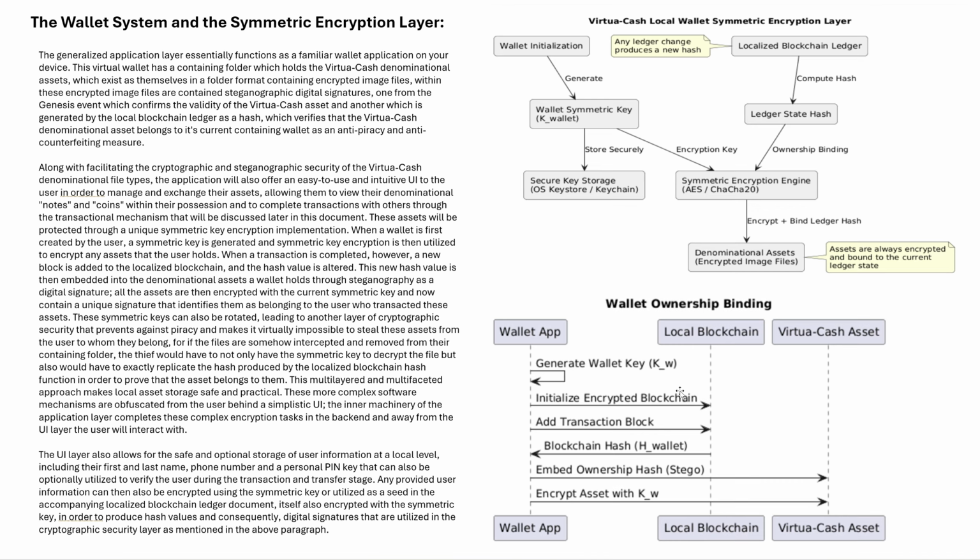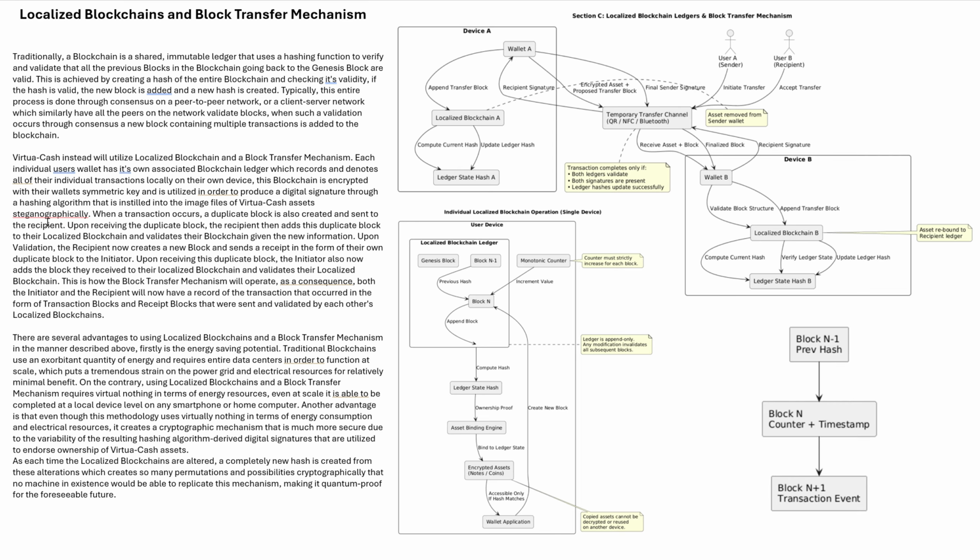It's an immutable blockchain and a mutational hash machine fused into one system. Anyways, on to the next thing. And this is part of that whole mutational system and the state machine, the ever-changing state machine. We're going to be talking about the localized blockchains and block transfer mechanism.